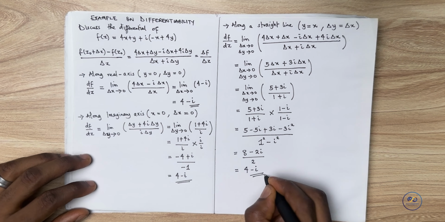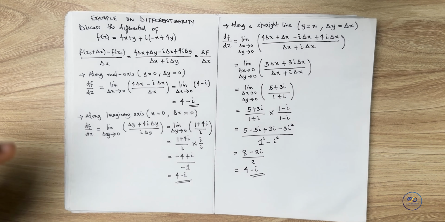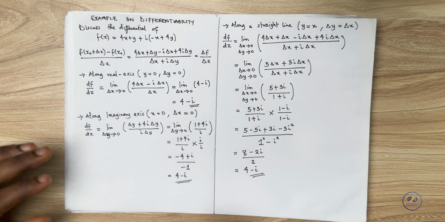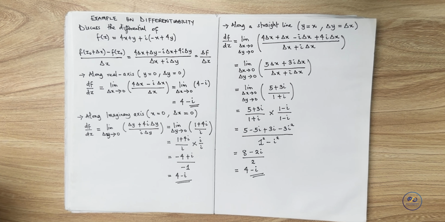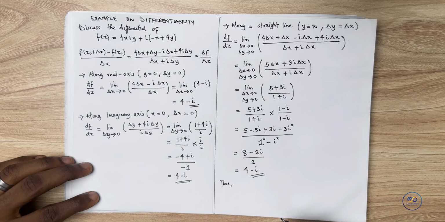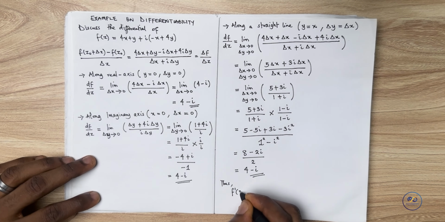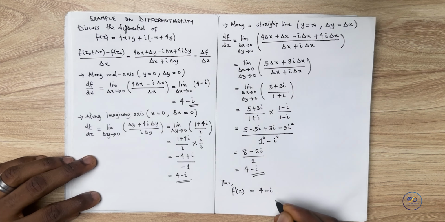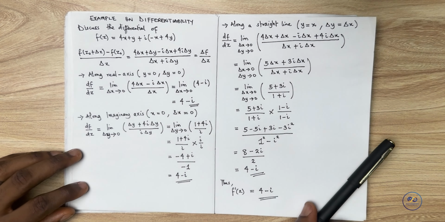So what are we seeing? We have seen that along the real axis, along the imaginary axis, and along the straight line, the value of the limit remains the same. So if this is the case, it means that we can say that the differential of the function is indeed 4 minus i. So thus, we can say that the differential of the function in this case is indeed 4 minus i. And that ends the question.